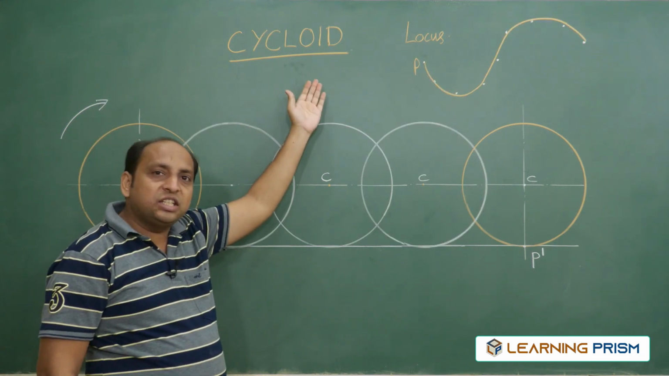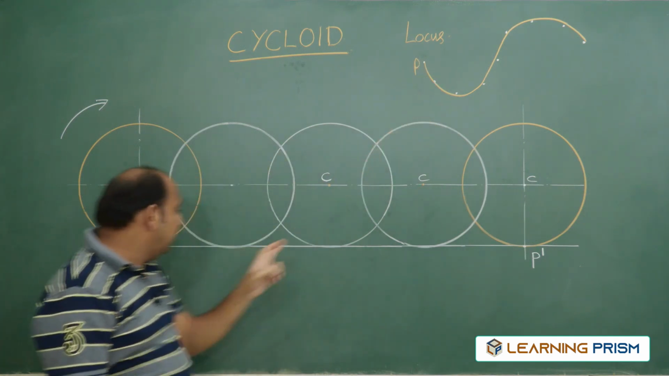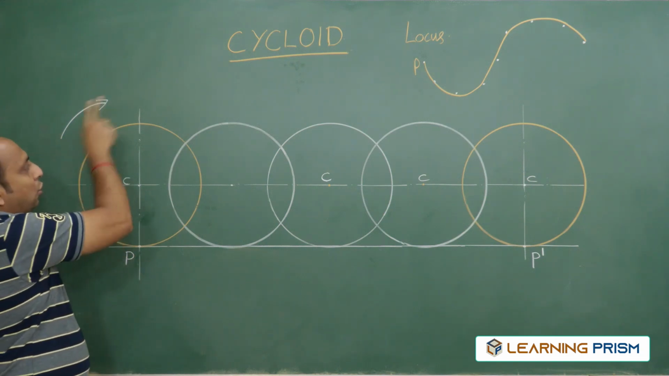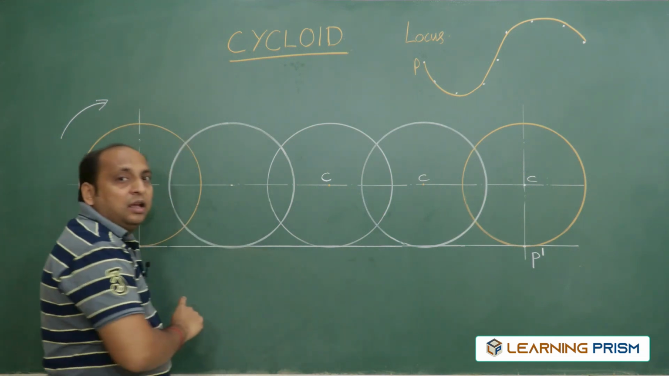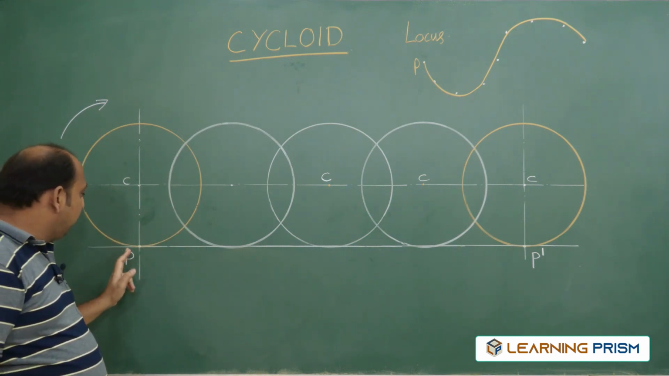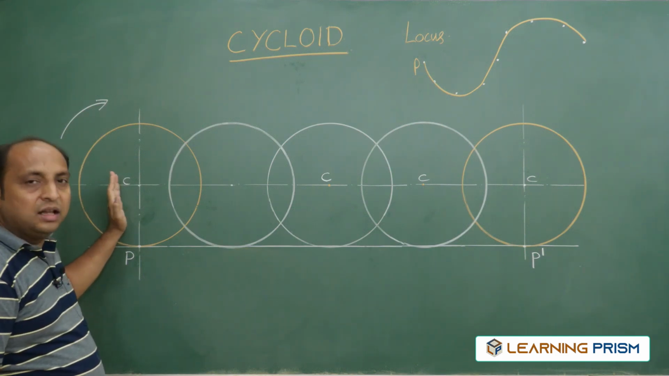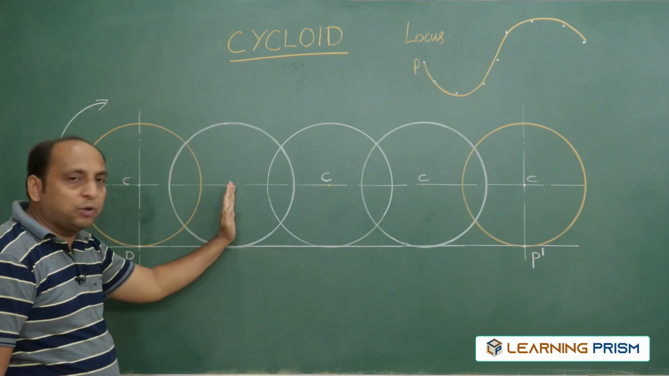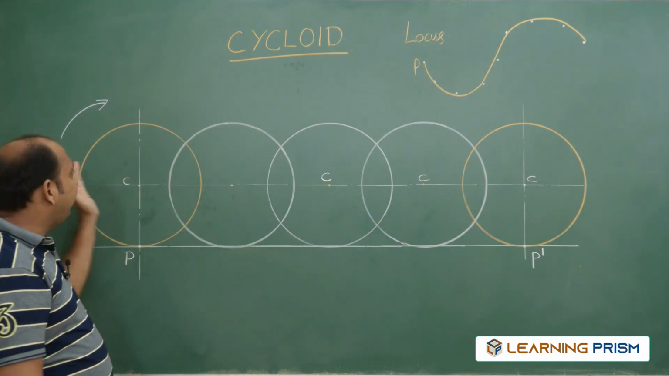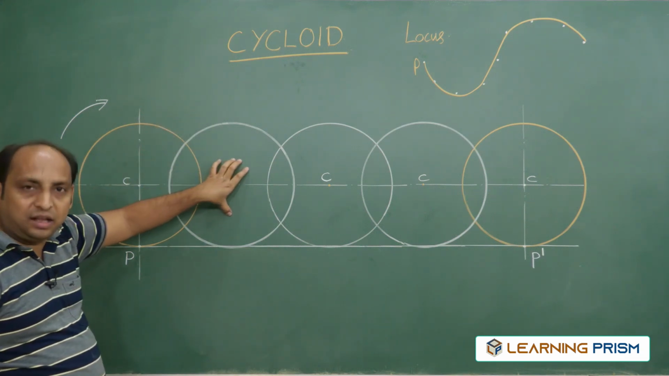So what is the definition of a cycloid? Cycloid is the locus of a point P taken on the circumference of a circle when the circle rolls on a straight line path without slipping. Suppose this circle is slipping, so when this circle slips from this position to this position, while it is rolling, the circle will be changing its position, right? So after rolling for a certain distance, the position of the circle would be somewhere here.